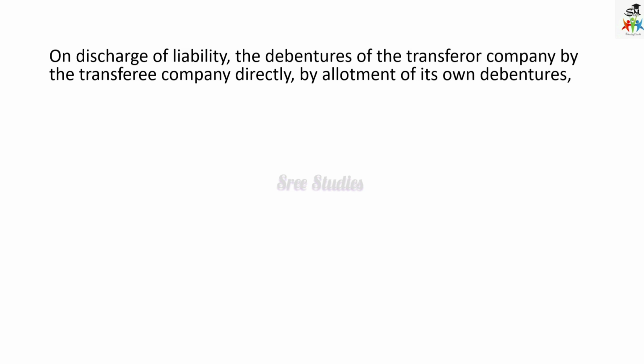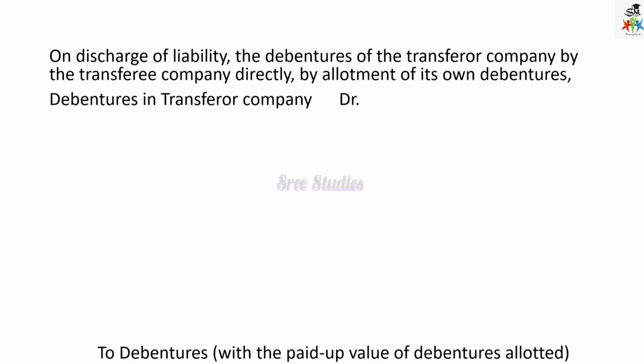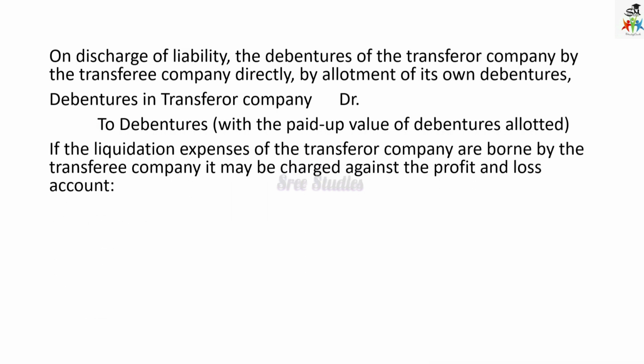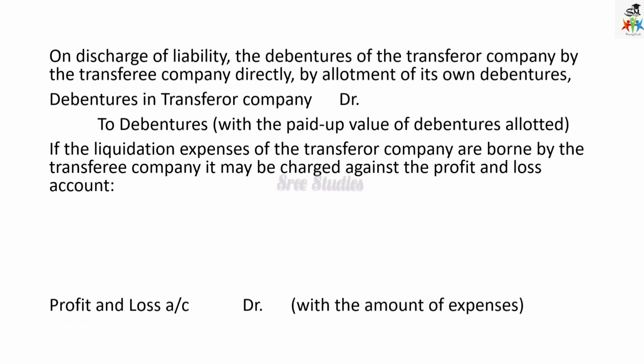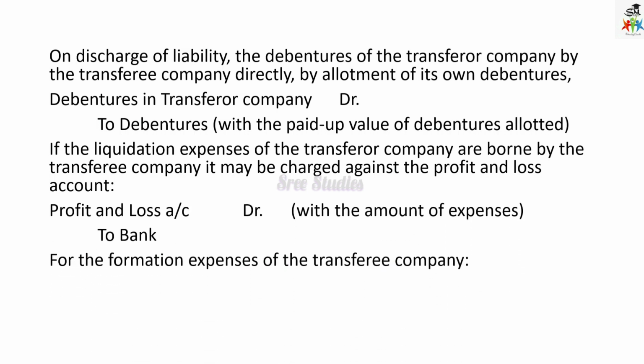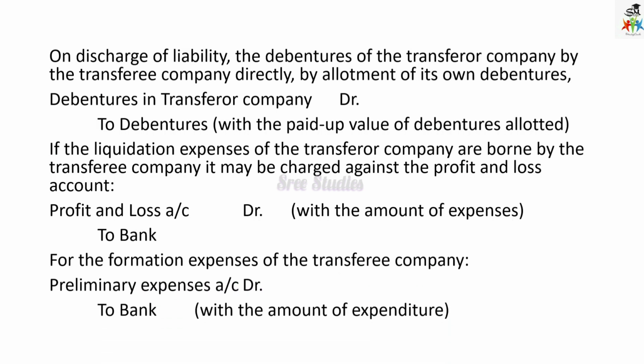On discharge of liability, if the debentures of the transferor company are discharged by the transferee company directly by allotment of its own debentures, then debentures in transferor company account debtor to debentures with the fully paid up value. And if liquidation expenses of the company are borne by the transferee company, that should be adjusted against the profit and loss account. Profit and loss account debtor to bank account. And for formation expenses, preliminary expenses account debtor to bank account.